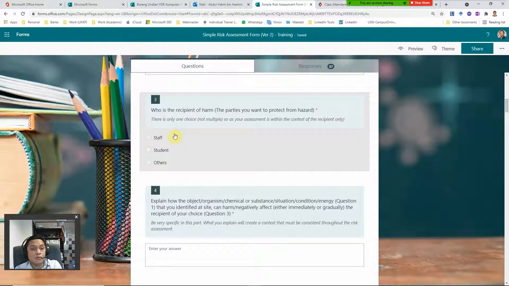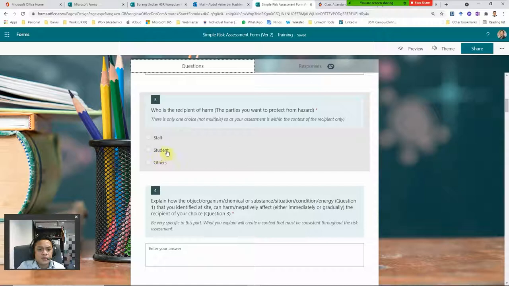If you are looking at the situation where some workers are lifting cement bags, the recipient of harm would be the staff, because that staff is carrying the cement bags. Not other people who are watching. They are not the ones who are exposed to the hazard. It's the people who carry it.